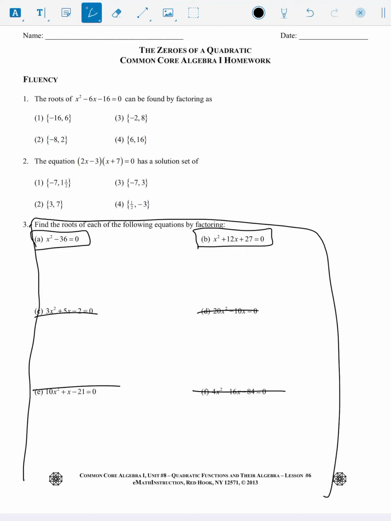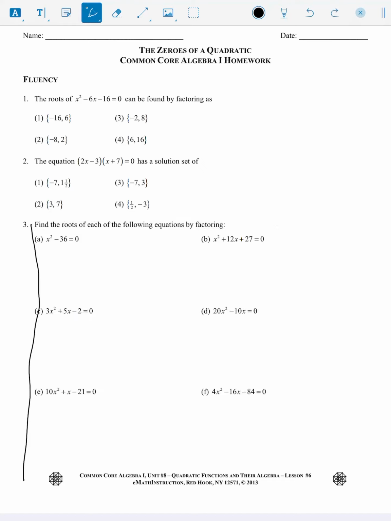Just because in C, D, E, and F, the actual coefficient of the x squared term is larger than 1, which we don't do anymore on the regions. So if you just look at 3, part A says, find the roots of each of the following equations by factoring. All right, so here's how we factor. We know that we're breaking it up into 2 binomials, setting them equal to 0.